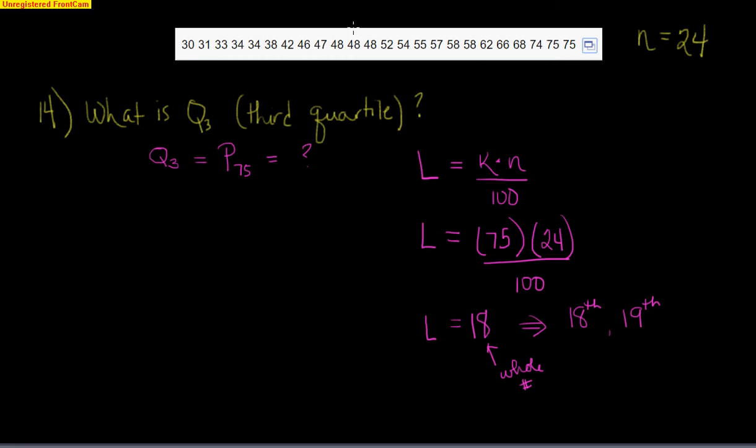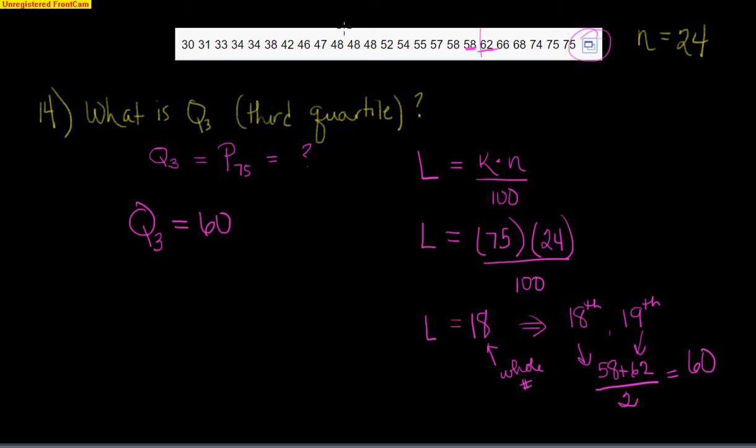Okay. So if we count through here, we will get 1, 2, 3, 4, 5, 6, 7, 8, 9, 10, 11, 12, 13, 14, 15, 16, 17, 18. So here's the 18th number, and here's the 19th number. That's another reason for putting it into StatCrunch, because then you can actually see the data point numbers. Okay, so the 18th number is a 58, and the 19th number is a 62. We're going to add those two together, divide by 2, and that is going to equal 60. So the third quartile is the number 60.